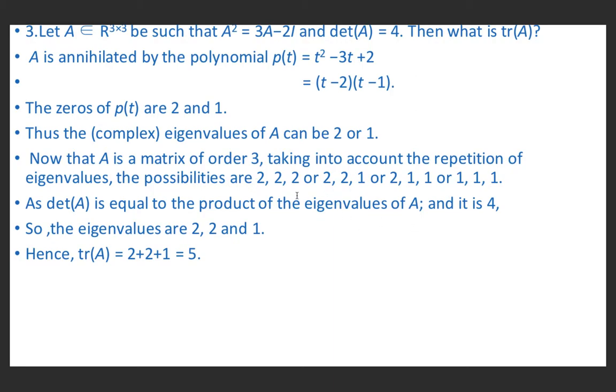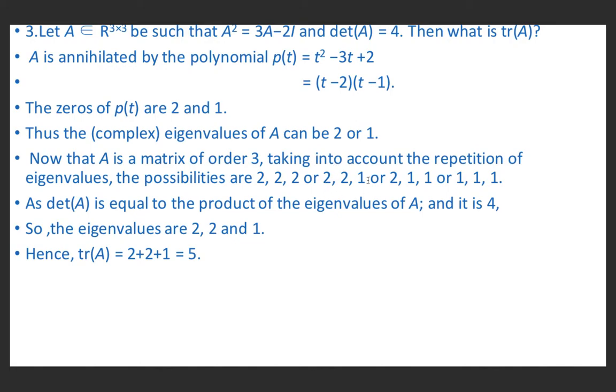So, if we multiply 2, 2, 2, we get 8. If we multiply 2, 2, 1, we get 4. If we multiply 2, 1, 1, we get 2. 1 into 1 into 1 is 1. So only 2 into 2 into 1 is 4.